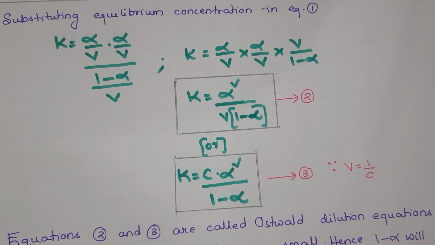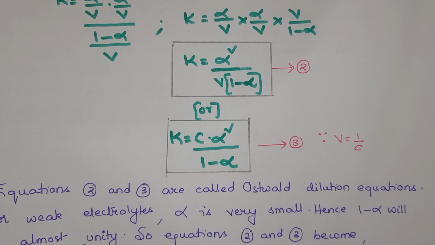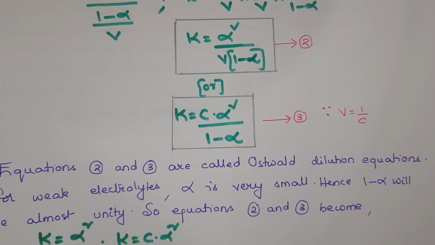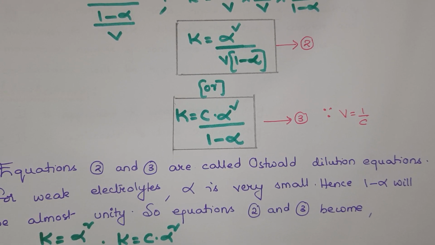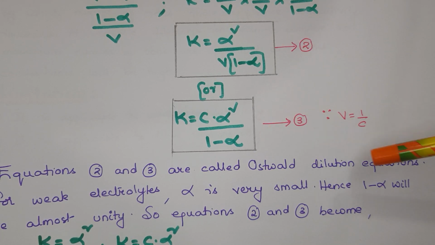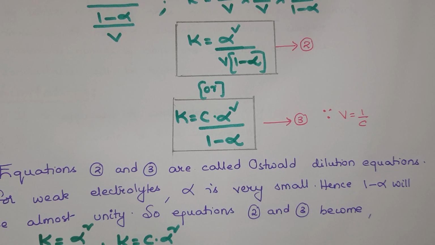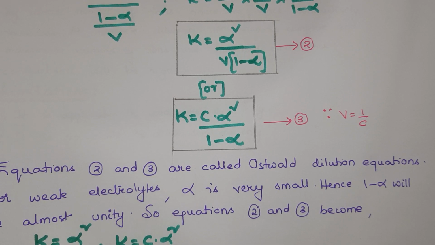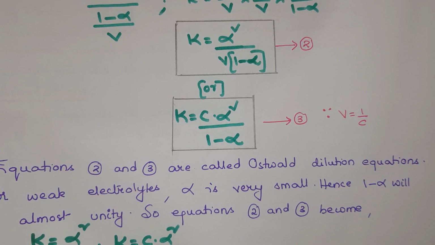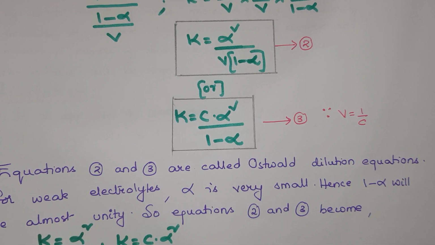Now you mark the two equations as 2 and 3. Equations 2 and 3, we call them Ostwald dilution equations. Both 2 and 3 are called Ostwald dilution equations. We all know that for weak electrolytes, alpha is very small. Do you know the reason why, students?